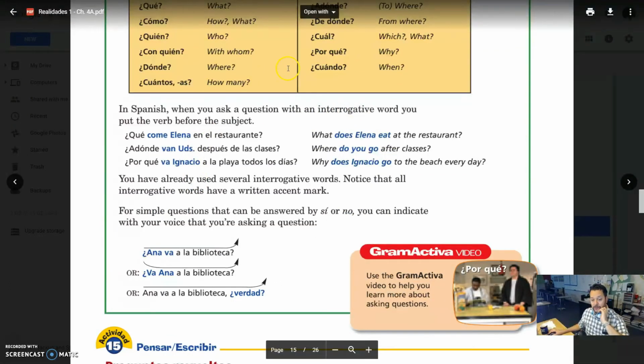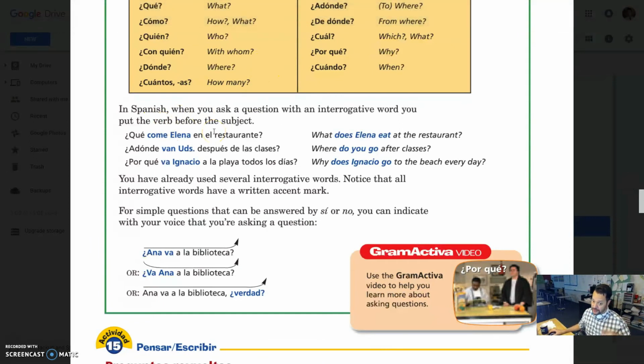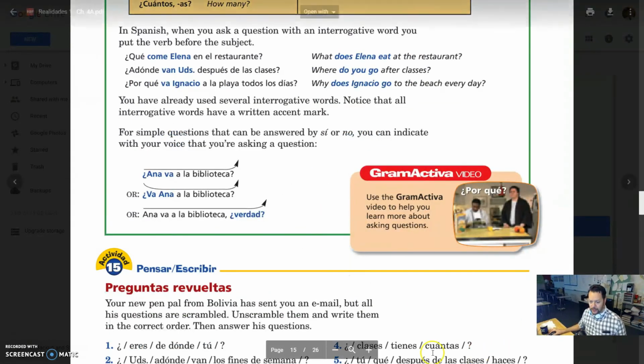Most of the time when you ask a question with an interrogative word, such as the ones we just talked about, you put the verb before the subject most of the time, okay? ¿Qué come Elena? What does she eat? ¿A dónde van ustedes? Where do you guys go? ¿Por qué va Ignacio a la playa? Why does Ignacio go to the beach? All right?